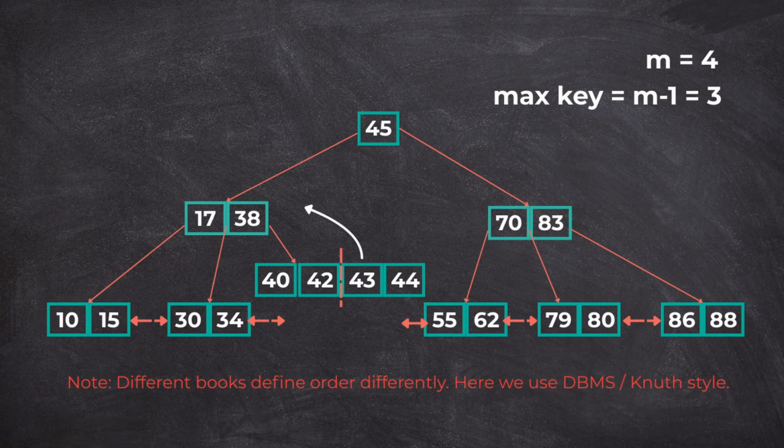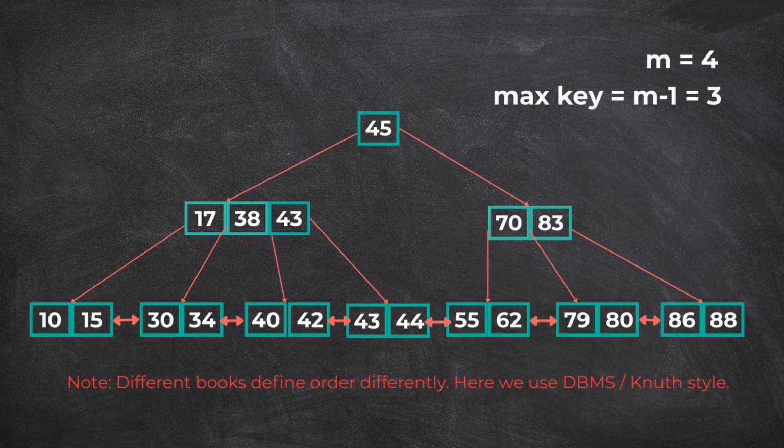The middle key moves up to the parent as a separator. The splitting process is very similar to what I explained in my B-tree insertion video, so check that out for the detailed steps. Just remember, in a B+ tree, the promoted key stays in the leaf as well.